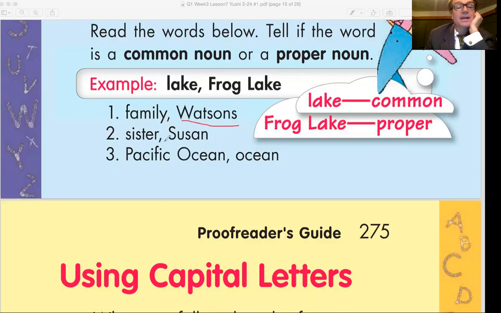Sister, that's a common noun. Susan, proper noun. Pacific Ocean, well, that tells you the name of a certain ocean. That's a proper noun, and it's capitalized. So there and there. And ocean, nope, that's just any ocean in the world. So there we did it. Let's keep going. This is fun.